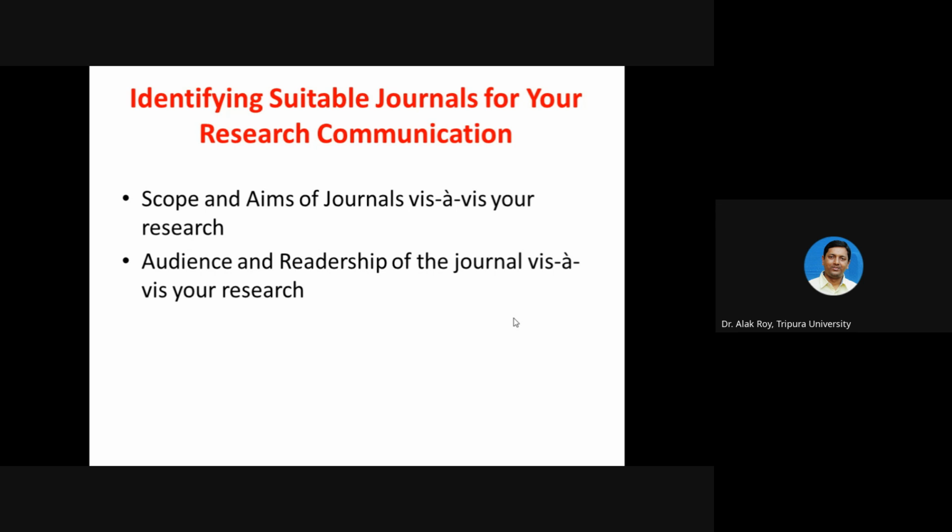So you can anticipate that it will be at least 9 months to 1 year if you are thinking for some good articles in some good journals. So that's why if you are thinking for, please don't think about shortcut. If you are thinking for shortcut publications, my suggestion to all of you is please leave publication journey and go for something else. Okay, so scope and aims of journal vis-a-vis your research.